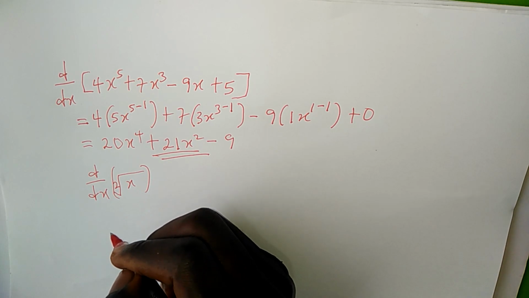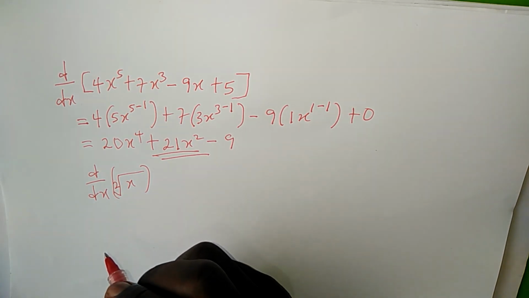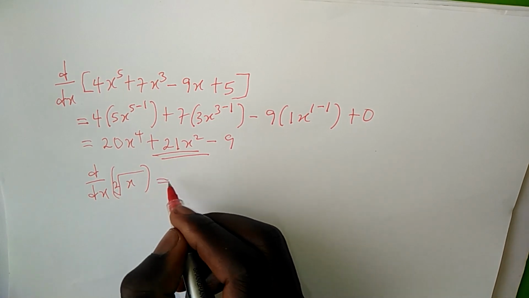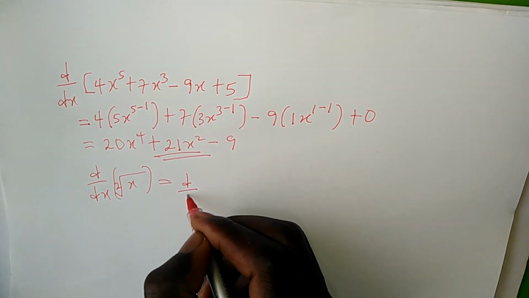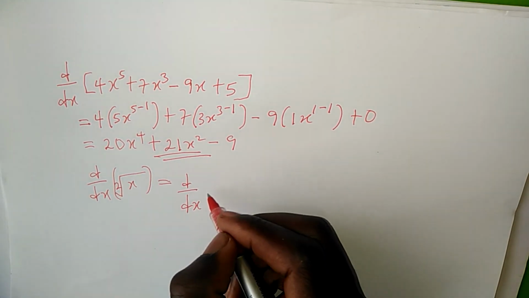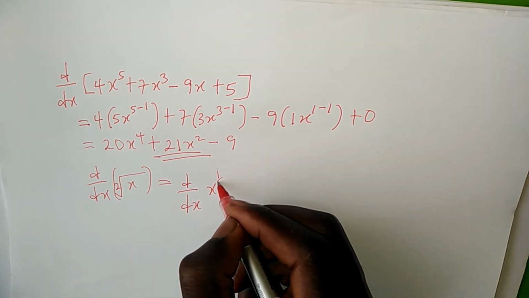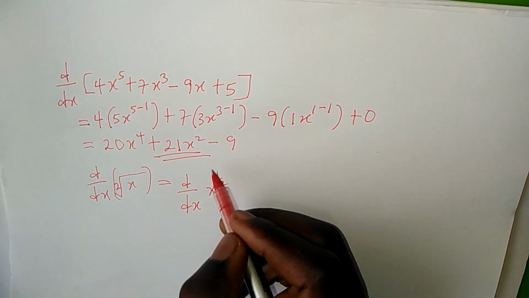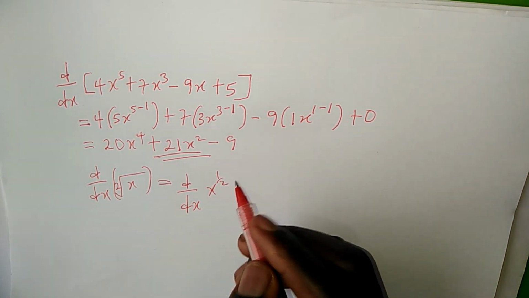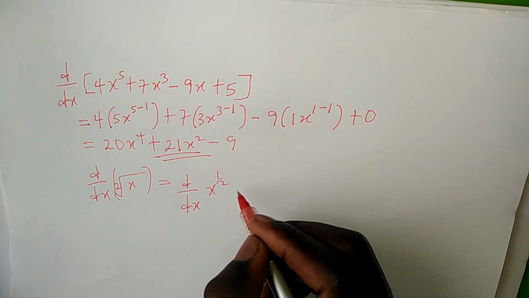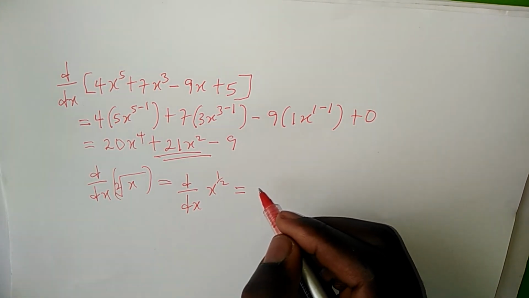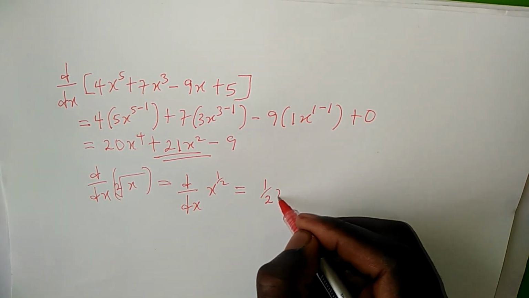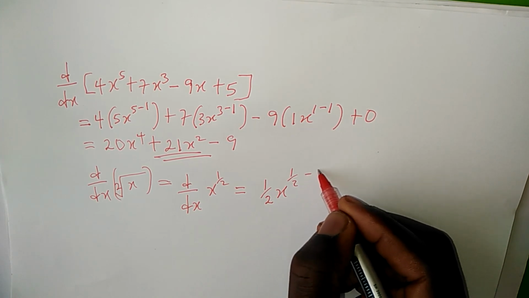Now the square root of x, right? Therefore, we'll rewrite this particular function. To rewrite the function, we'll say d over dx of x raised to power 1 over 2. Because there's an invisible 1 here and there's 2 here, you put 1 over 2. Then you go ahead and differentiate. To differentiate this function, we say 1 over 2 x to the power 1 over 2 minus 1.